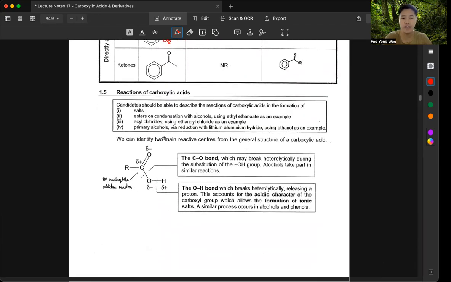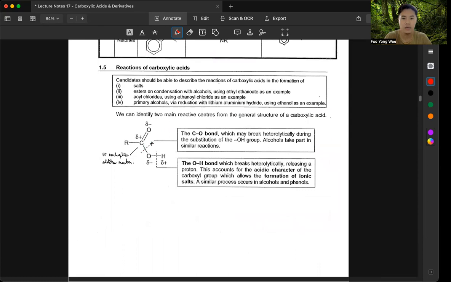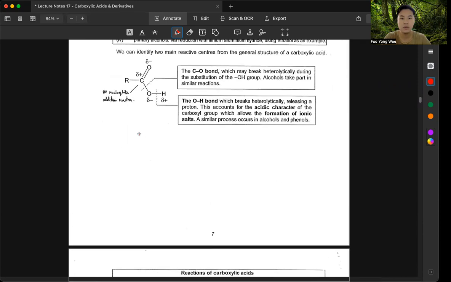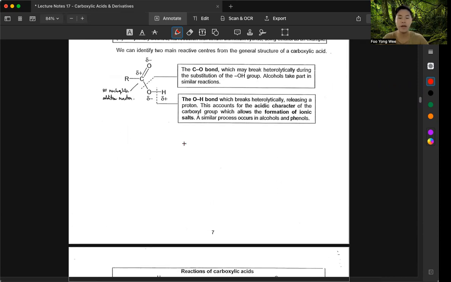Now let's focus on the reactions of carboxylic acid. So there are two reactive centers to consider. One is the C double bond O, which will break heterolytically during the substitution because the O is electronegative, so electrons are pulled closer to it. And the other reactive group will be the O-H bond, which will break heterolytically also to release the proton here. This accounts for the acidic character of the carboxyl group to allow formation of ionic salts. You will also observe a similar process in both phenol and alcohol.